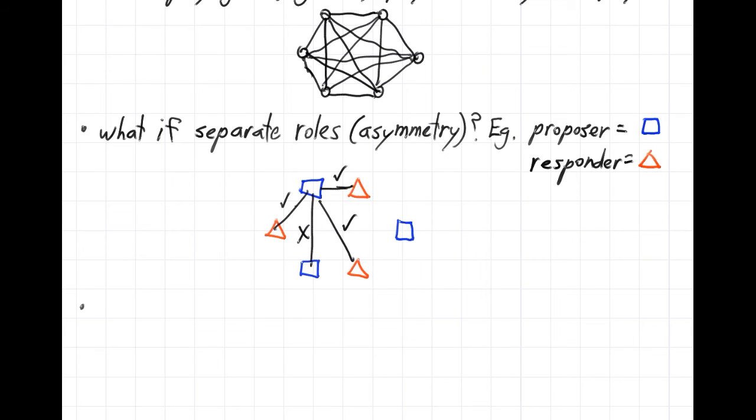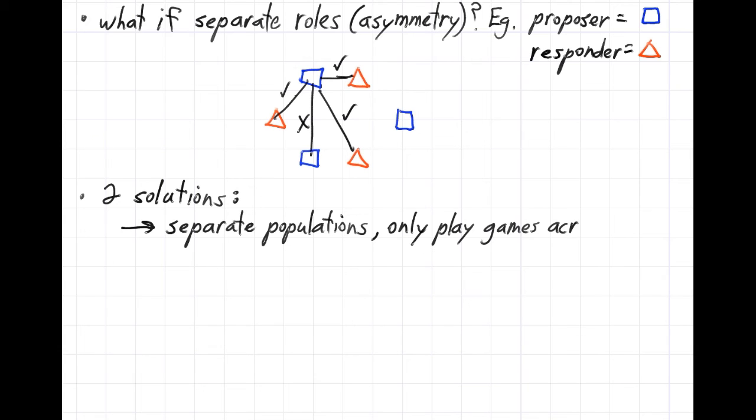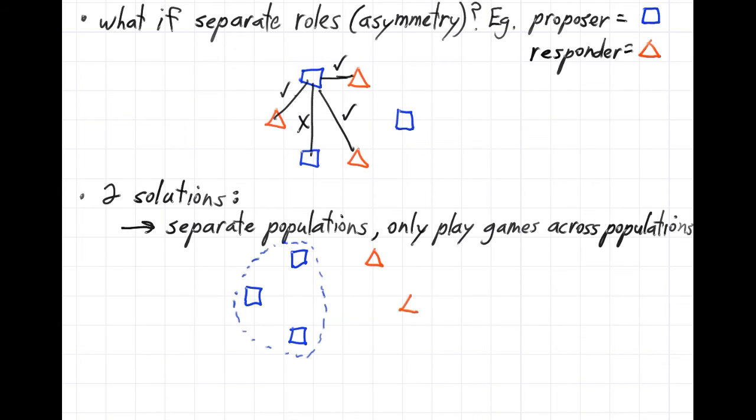So there are two kind of obvious solutions to this. We could have two separate populations, and we only allow games to be played across populations, not within. So we could have all our blue types in one population and all our red triangles in another population. And we set it up so we only allow interactions or games to be played across. That would take care of the problem.